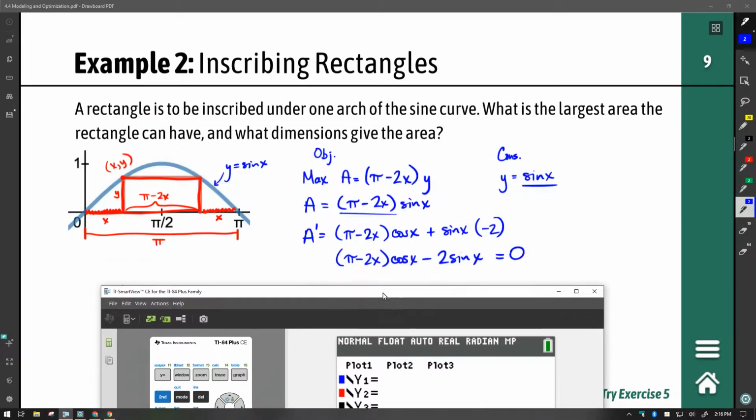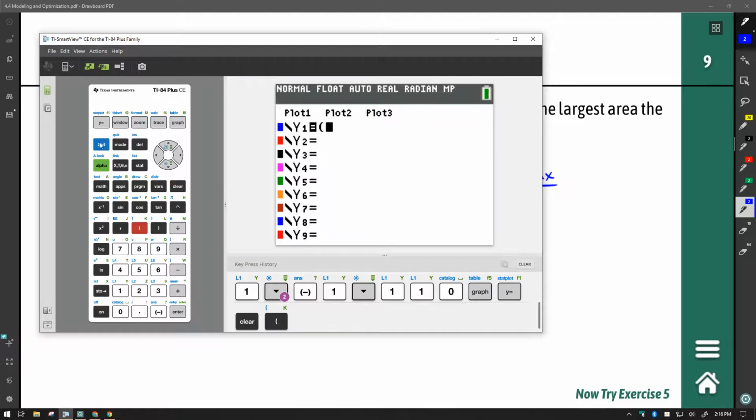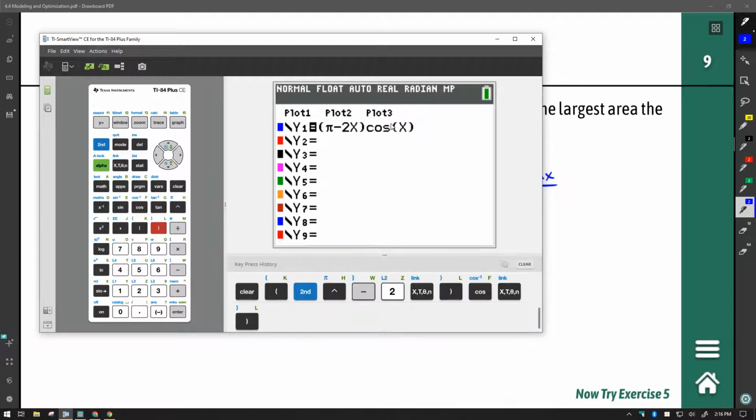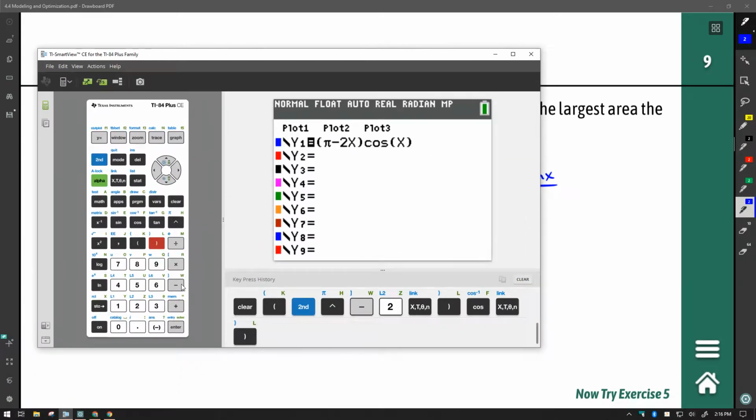So that function again is pi minus 2x times cosine x. Make sure you're in radian mode like my calculator is here. And then minus 2 sine x. Now keep in mind, we'd like to know where this is equal to 0. So if we graph the function and find the 0 of the function, also known as its x-intercept or root, we'll have the x value that we want for the critical number.